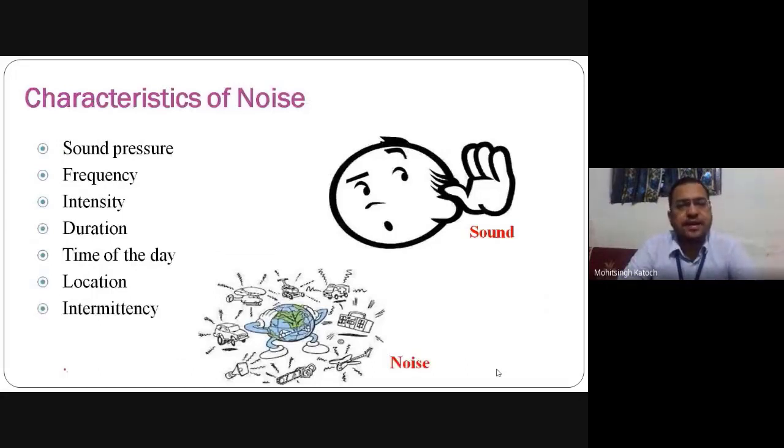Now we will see what are the characteristics of noise. So various characteristics of noise are sound pressure, frequency, intensity, duration of that particular noise, time of the day, whether it is in daytime or at night time, location of that noise, and intermittency of that noise. So these are various characteristics which are associated with noise pollution.